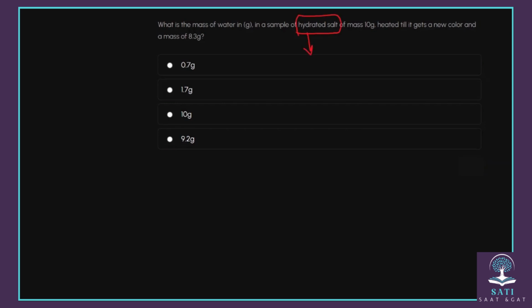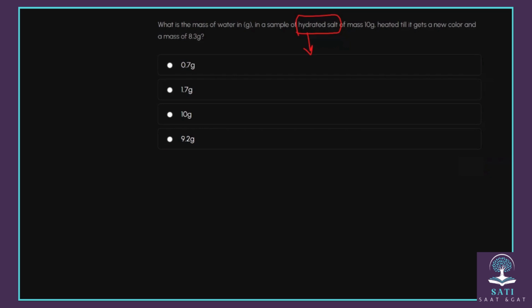Hydrated salt is a salt, like magnesium sulfate, like calcium sulfate. Okay, this one now is a salt. But this salt now, there are molecules of water attached to the salt. When there are molecules of water attached to this salt, we call this salt hydrated salt.